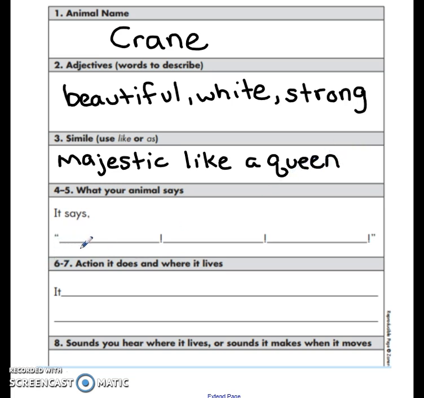Now for line 4 and 5, I have to think of what my animal says. Well, I remember from the article that it says that a crane makes a whoop sound. So that's what I'm going to use. So here it says, and I'm going to write the word whoop because that's what a crane sounds like.